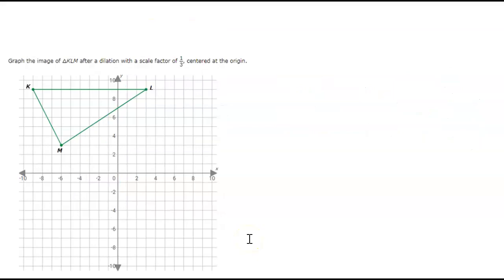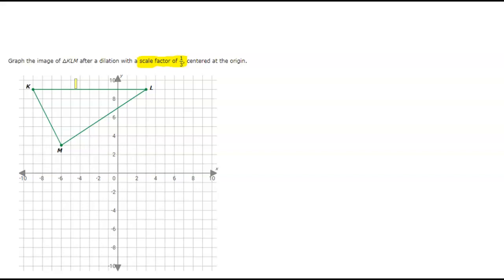Let's look at another example. We're going to graph the image of triangle KLM. So here's our triangle KLM with a dilation of 1/3 centered around the origin. Okay, so if we look, our scale factor is 1/3. That should immediately tell us that we are going to make this triangle 1/3 of the size that it already is. So we're going to start by writing down our coordinates for each point.